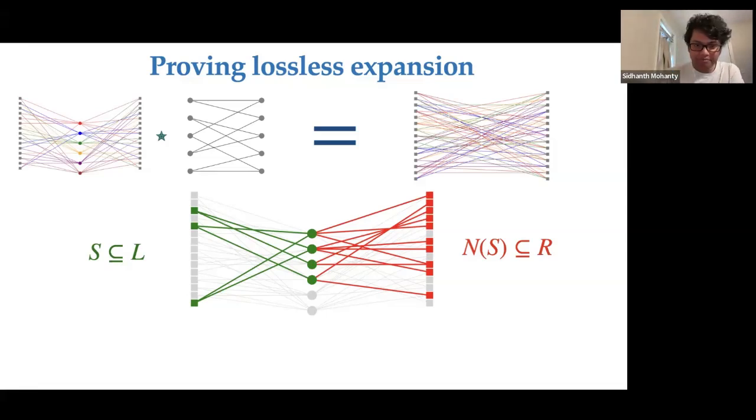So in particular, here I highlighted the left vertices in the set in green. The green circle vertices in the middle are the neighbors of the left vertices. And through each green vertex in the middle, you get a bunch of neighbors on the right.